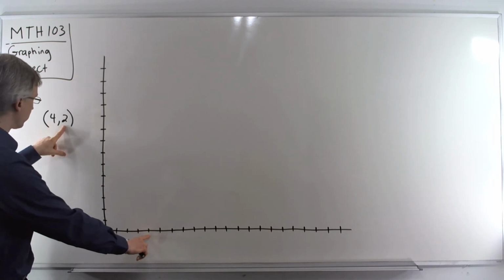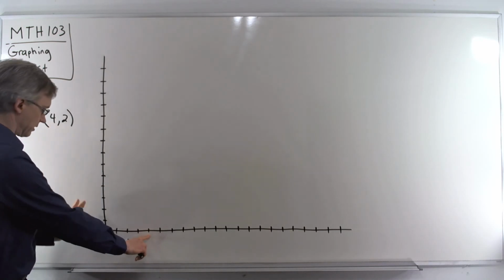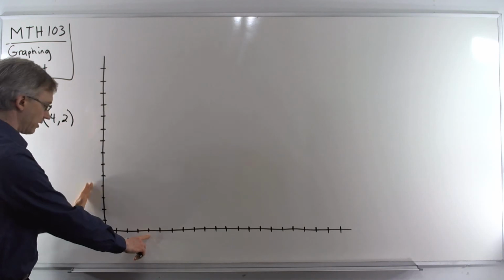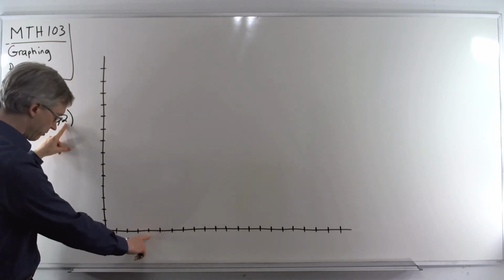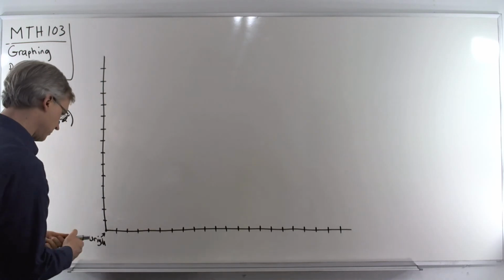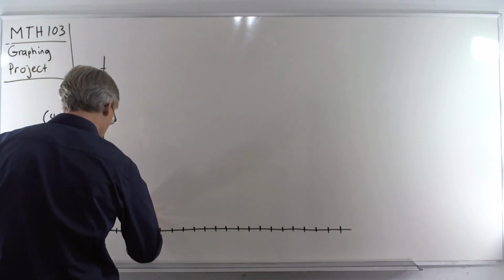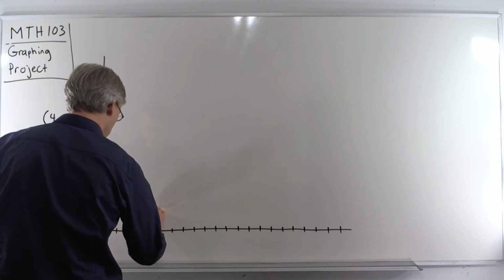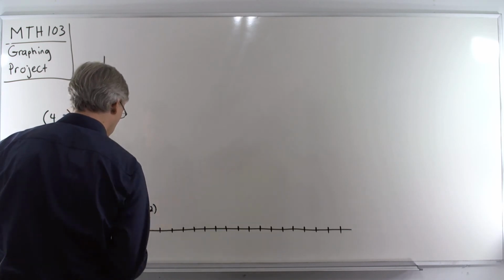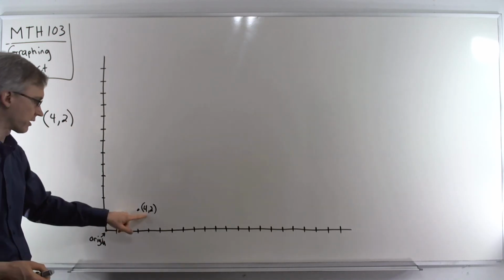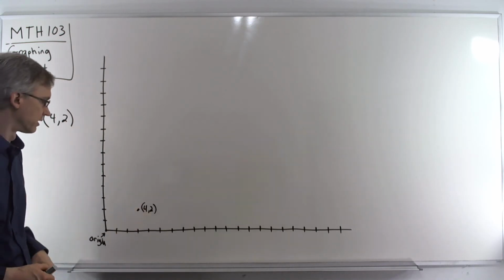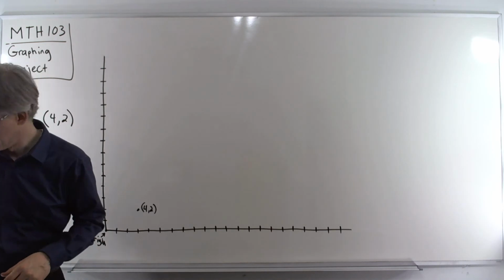And now the 2 represents moving on the vertical axis, which is the dependent variable. So we're going to move 2 places up. So there's the point 4, 2 on the graph. And generally when we're graphing, I'm not going to write the coordinates, just graph the point.